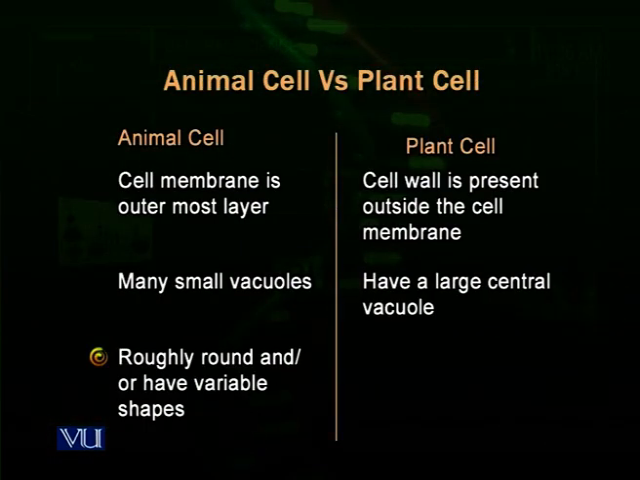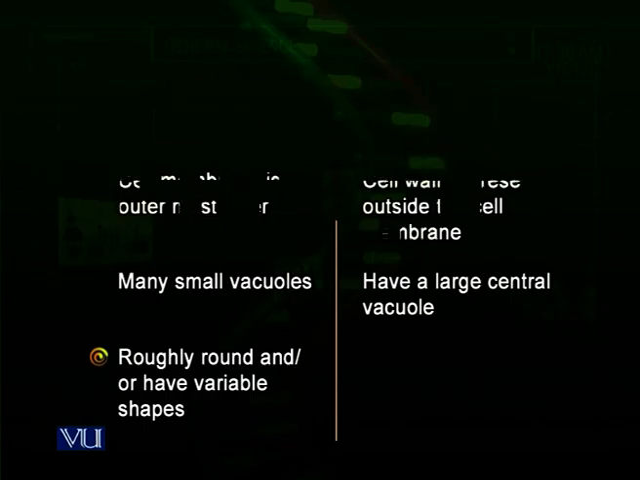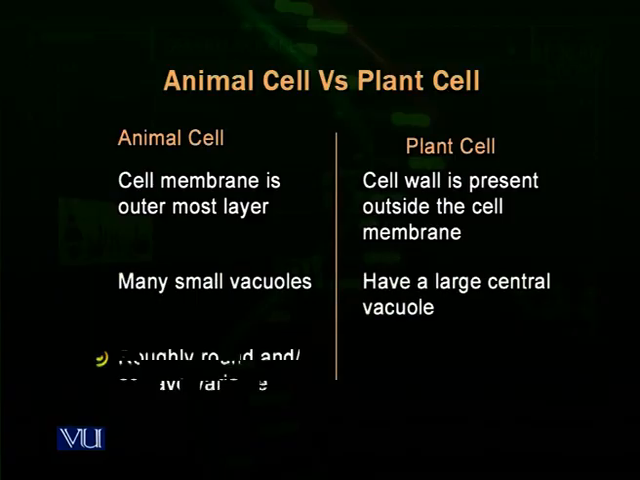the immature cell. The animal cells are roughly round in shape, or maybe they have diverse types of shapes. For example, a human body has about 200 types of different cells. Animal cells also have various different types.